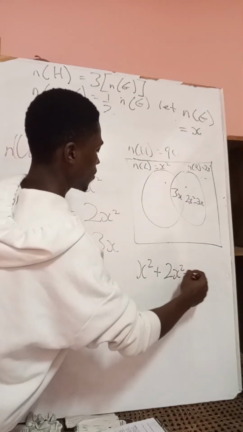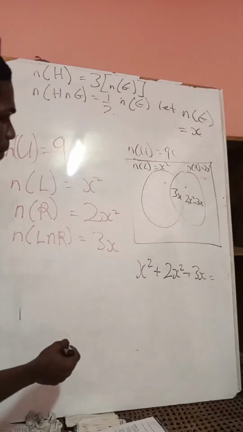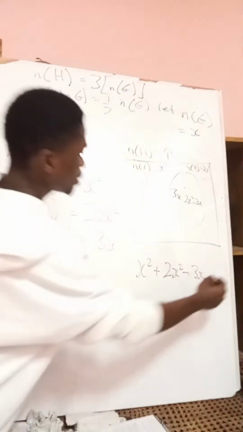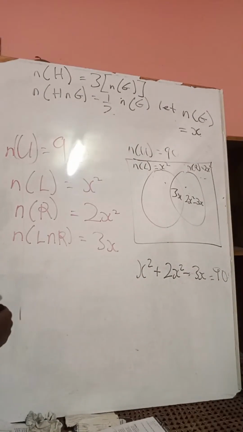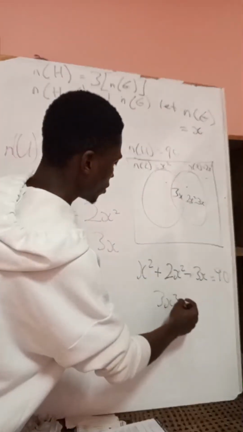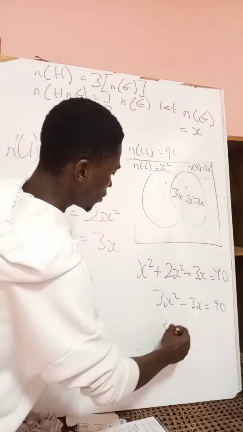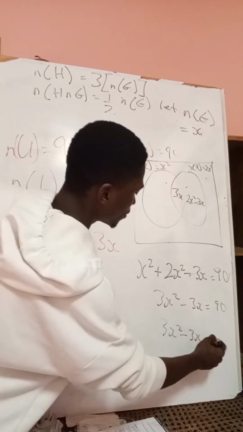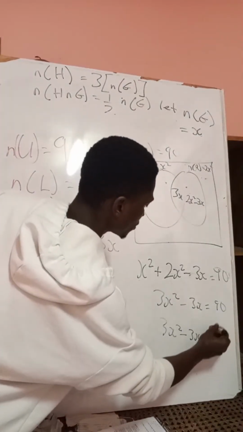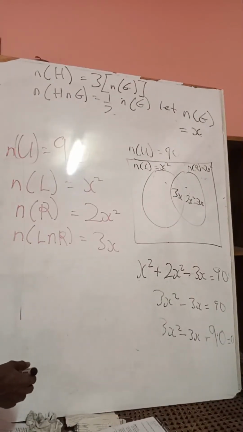2S squared minus 3x equals what? Equals 90. Then we get here 3S squared minus 3x equals 90. And this one will come this way: 3S squared minus 3x minus 90 equals 0. We can divide through by 3, right?